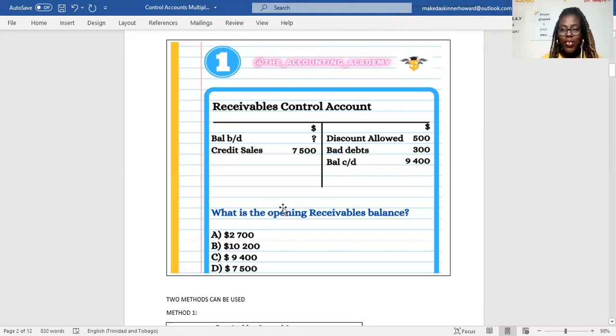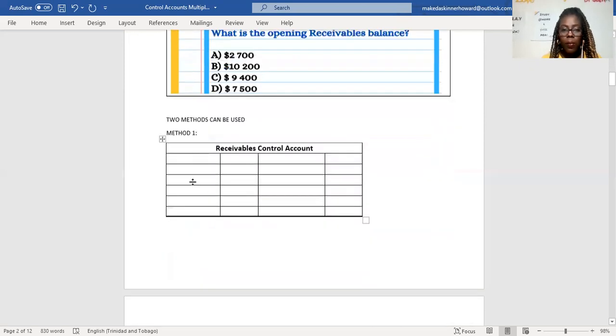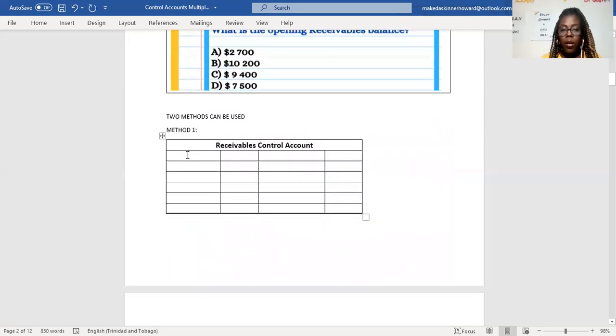So number one is on the screen. They gave us a T account and they asked us what is the opening receivable balance. So we had to find this figure here where my cursor is moving. What you can do here, once you have your paper in front of you, is quickly total both sides, see which one gives you a larger total, and use that as the total for both sides. So let's do it, and you can follow as I go along.